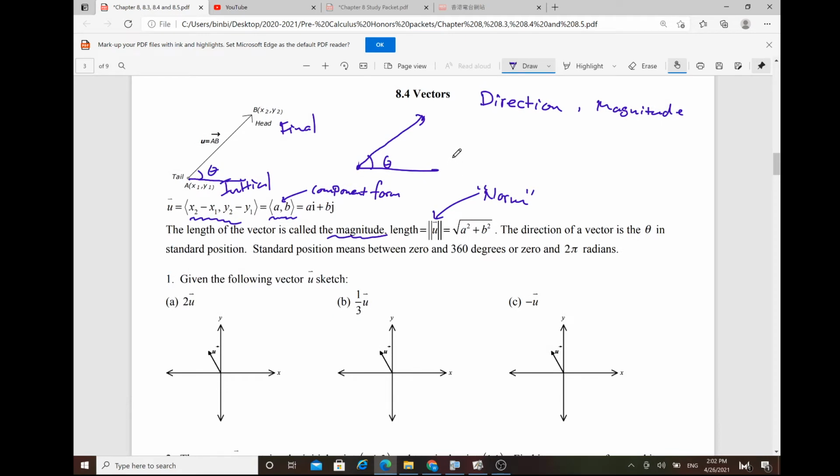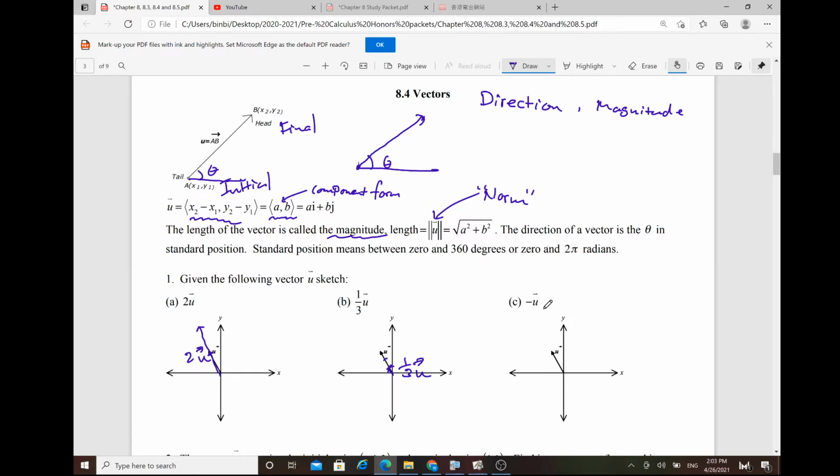Now let's take a look at the following. 2 times vector u, where vector u is given like that. So 2 times means we just need to extend this vector. It's going to be twice as long as the original one. So extend it all the way from the initial point. Here's another u, so 2u. And then 1/3 of vector u means we cut this vector into 3 parts, trisect it. So over here, that's 1/3 vector u.